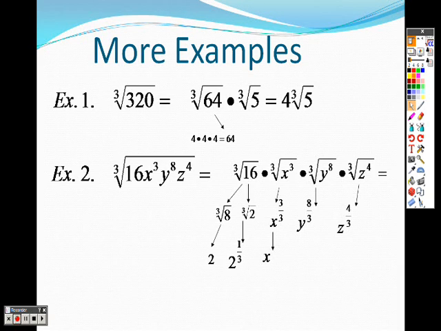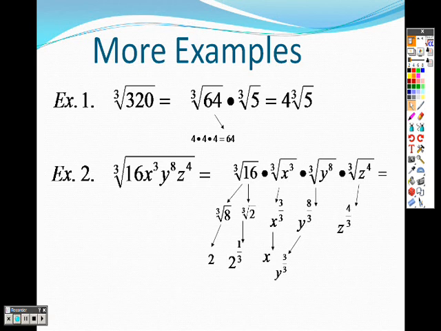Now, here's another problem that we run into. You cannot have improper fractions in your exponents. You just can't do it. Not allowed. We have 8/3 there. You can't have 8/3. So I need to simplify y to the 8/3.